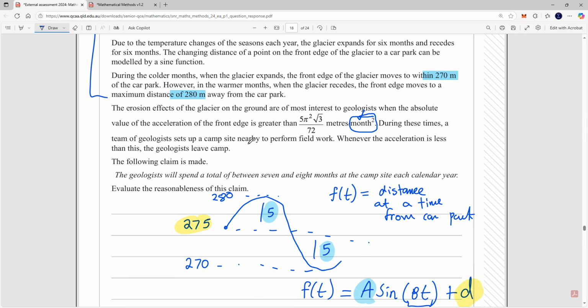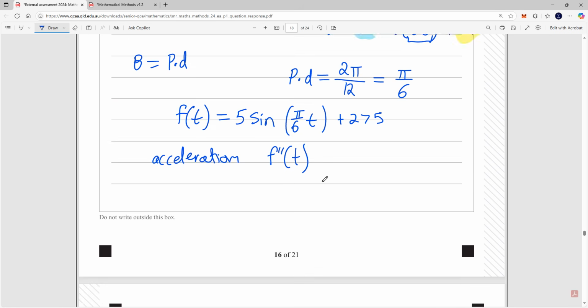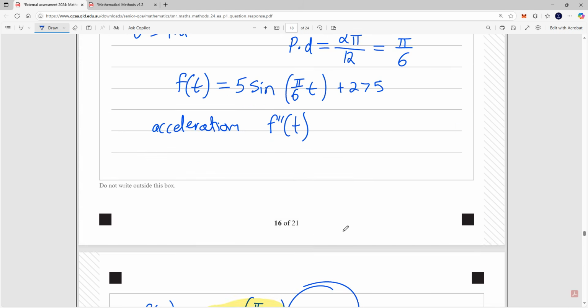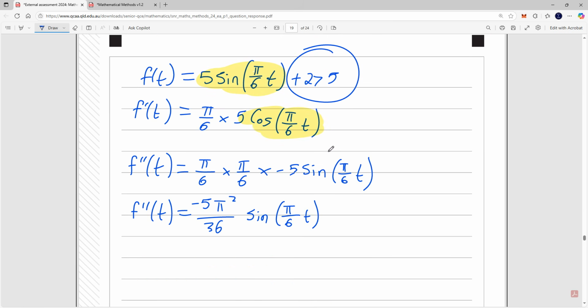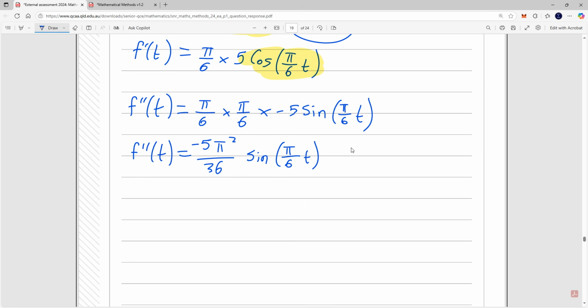This next bit was. So here they're saying the erosion effects of the glacier on the ground are at most interested the geologists when the absolute value of the acceleration of the front edge is greater than this here. Okay? Now, most people only get half of this right, because when they say absolute value, acceleration can be negative. So you want to know when this is going to be bigger or equal to this guy here, and the negative version of that.